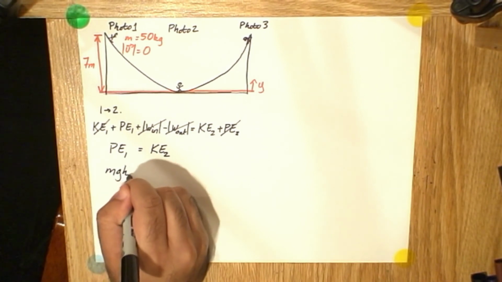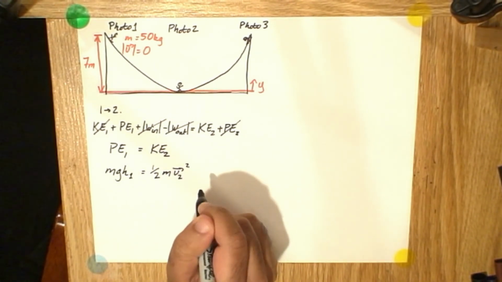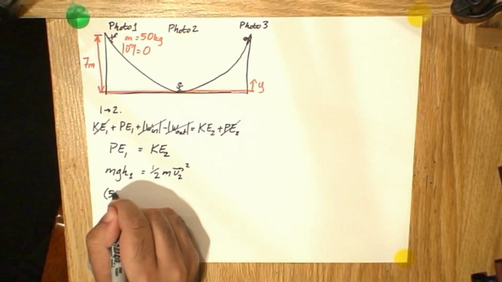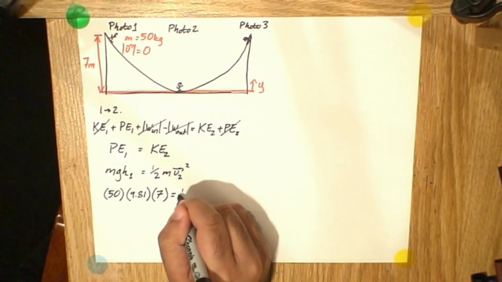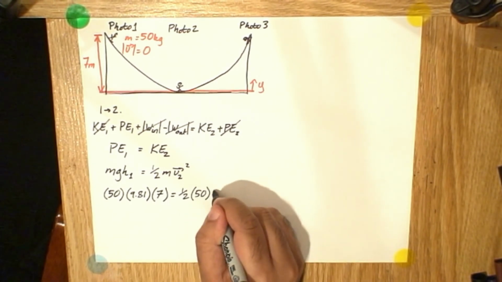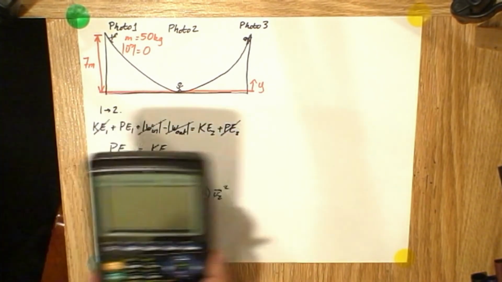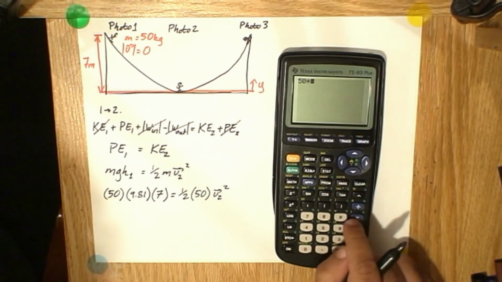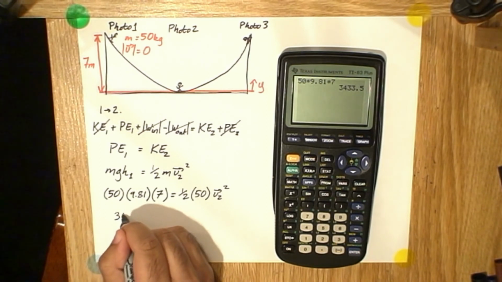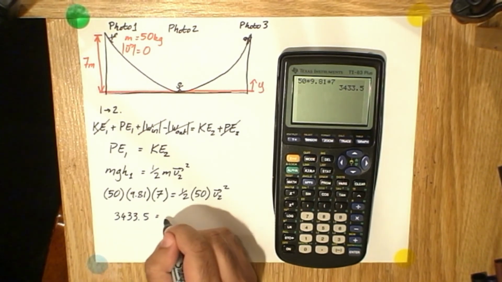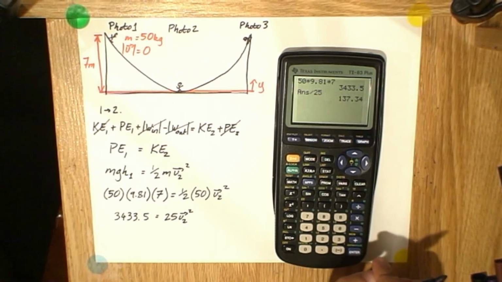So, easy enough to solve. PE1 would be mgh1, which is equal to KE2, 1/2 mv2 squared. So, plug and chug. Mass, 50. g, 9.81. Height, 7, is equal to 1/2 times mass, 50, times v2 squared. Now let's go ahead and solve for all of this information. 50 times 9.81 times 7 gives us 3,433.5. And all of that's equal to 25 times v2 squared. Divide both sides by 25. 137.34.